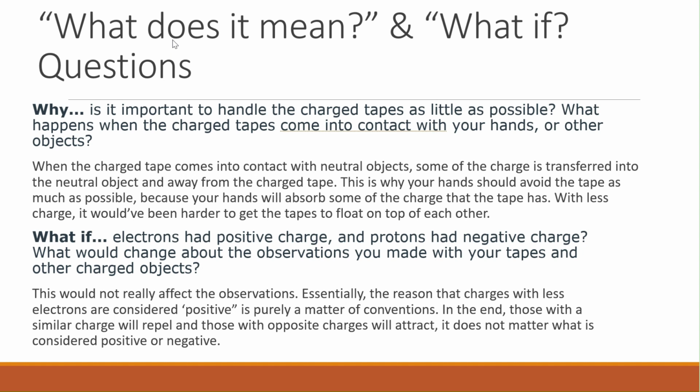And what if electrons had positive charge and protons had negative charge? Well, this wouldn't actually make much of a difference. Essentially, the reason that objects with fewer electrons are considered positive is purely a matter of convention. In the end, those with a similar charge will repel and those with opposite charges will attract, regardless of whether they're positive or negative.